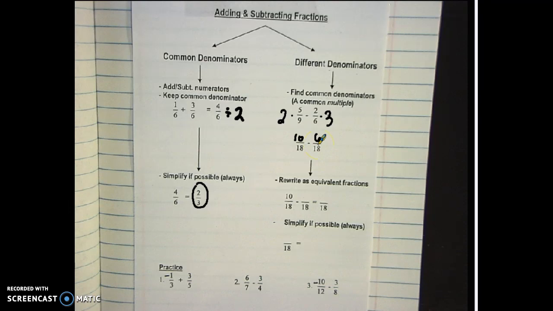Rewrite as equivalent fractions. 10 over 18 minus 6 over 18. And then you have a common denominator, so keep your denominator and add or subtract your numerators. 10 minus 6 is 4. And then if you can simplify, 4 and 18 are both divisible by 2. 4 divided by 2 is 2. 18 divided by 2 is 9. So your answer is 2 9ths.